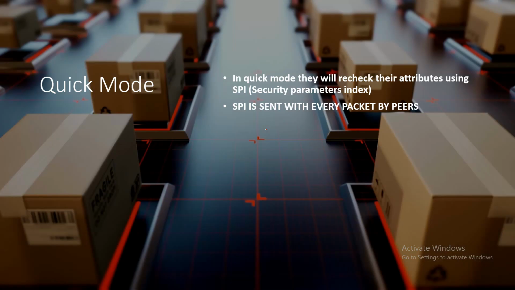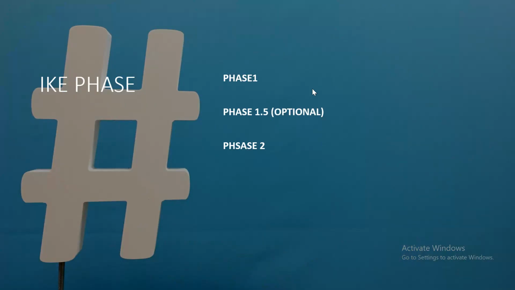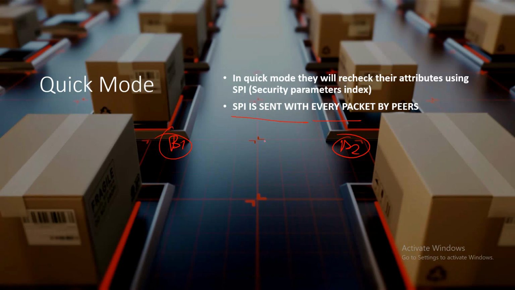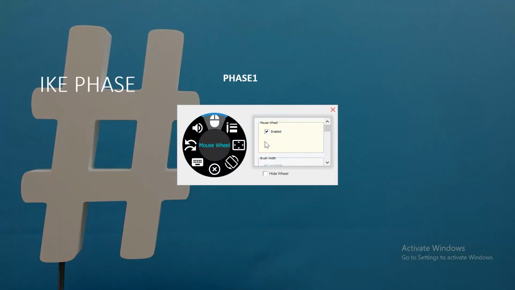Now the quick mode. In quick mode, they recheck their attributes using the SPI, the security parameter index. Initiator and responder recheck their attributes. Attributes mean SHA, MD5, the hashing algorithm, and the encryption algorithm, AES, 3DES. These are what we call attributes. So by using SPI only, it is making the tunnel. IKE phase, what is this, guys?